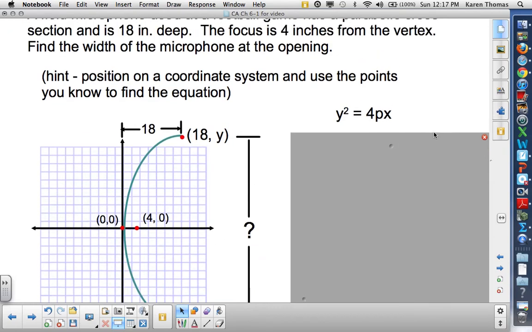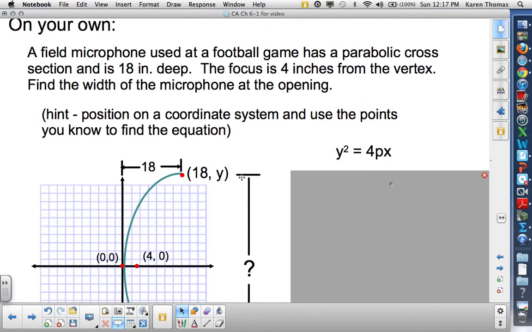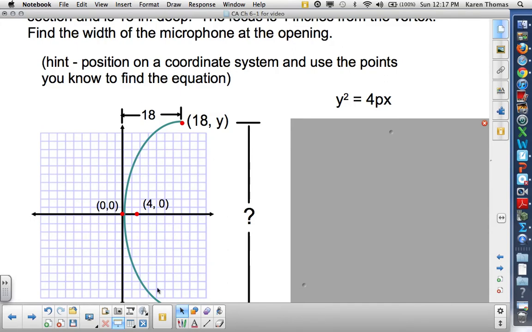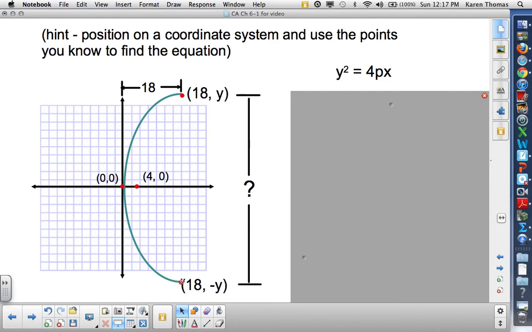So what they mean by 18 inches deep: if we put this on the coordinate system, I put my vertex at 0, 0 here. It says it's 18 inches deep. So here is a cross-section of this parabolic dish. If you slice it, that's a cross-section, 18 inches deep. My focus here is 4 inches from the vertex. There's my focus. It wants to know the diameter, or the width, of the microphone at the opening. So we're looking for this diameter right here, from one end to the other.